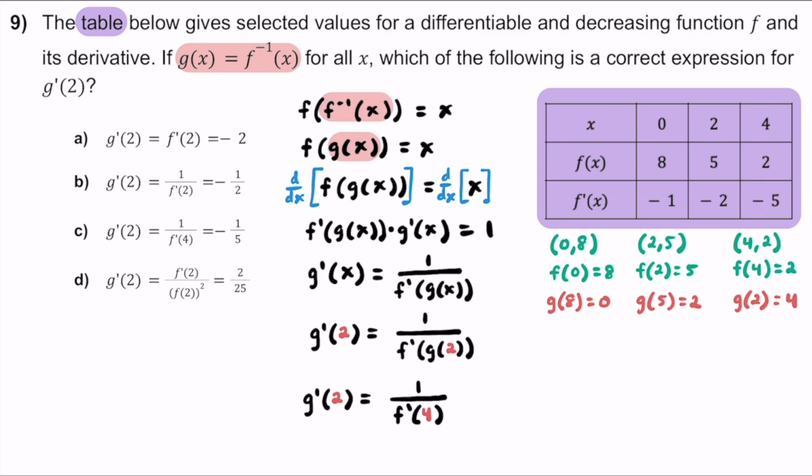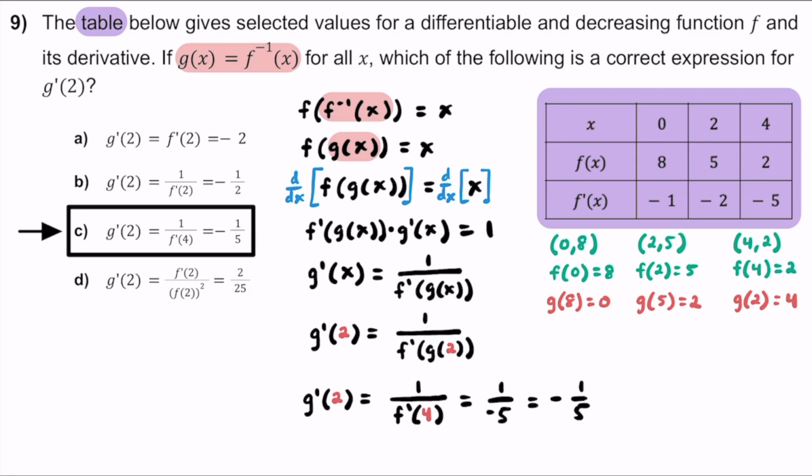So making that substitution, we're going to say this is equal to 1 over -5, which is equal to -1/5. Now if you look at our answer choices, it looks pretty good here. That'll be our answer.